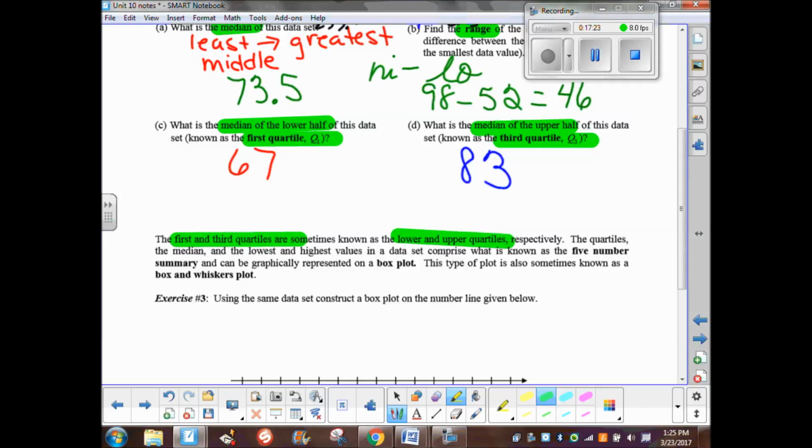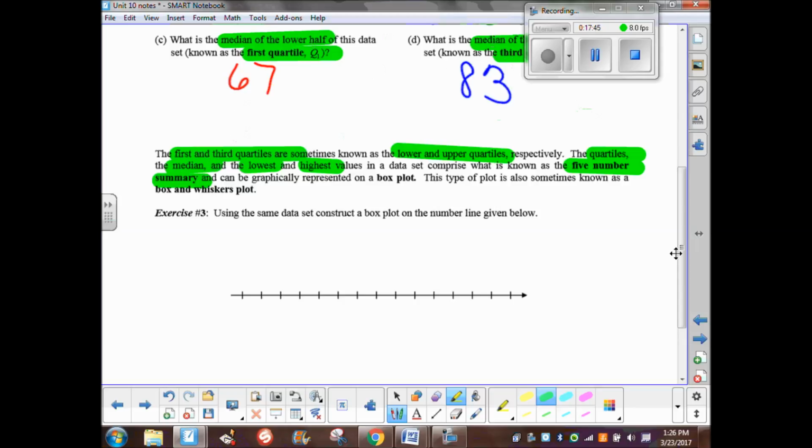These quartiles, the median, the lowest and the highest values in the data make up something called the 5-number summary. Those are your 5 numbers: low, high, median (Q2), Q1 and Q3, 5 different numbers. And that's what makes up your box plot or your box and whisker. It says, using the data set, construct a box and whisker plot on the number line.